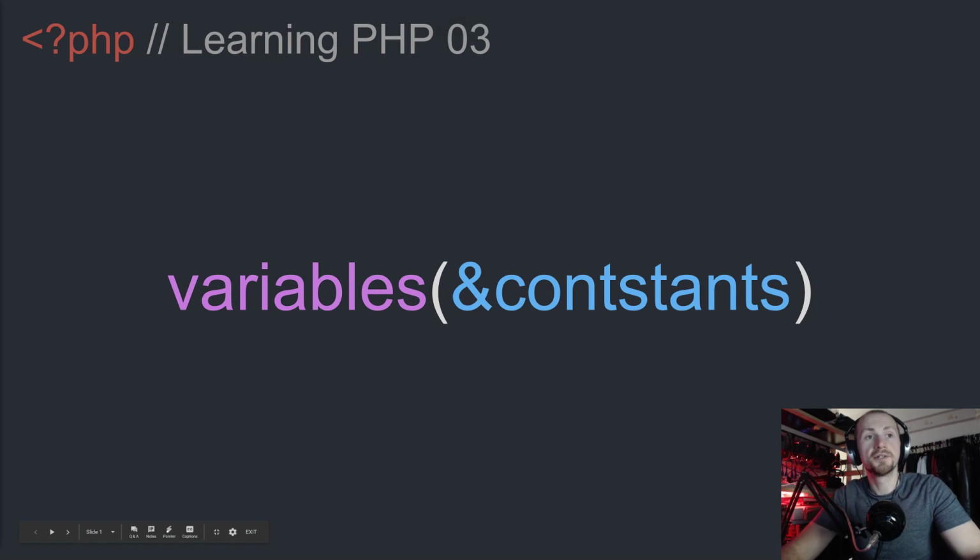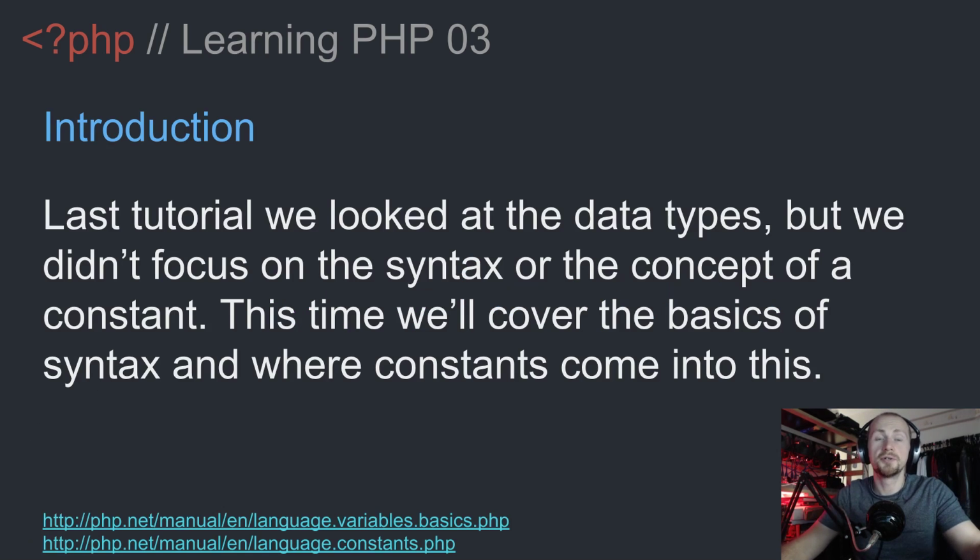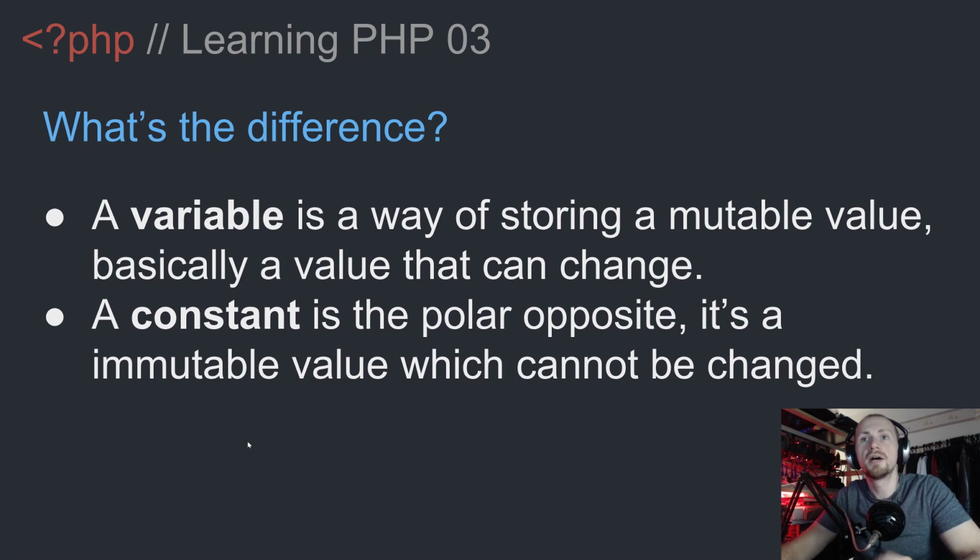Now in today's tutorial we're going to be looking at variables and constants. In the last tutorial we did cover data types and part of that we did assign variables values, but I didn't really go into the syntax of it at all, and I definitely didn't cover any constants. So in this tutorial we're going to be looking at the whole concept of variables and constants and the syntax around them.